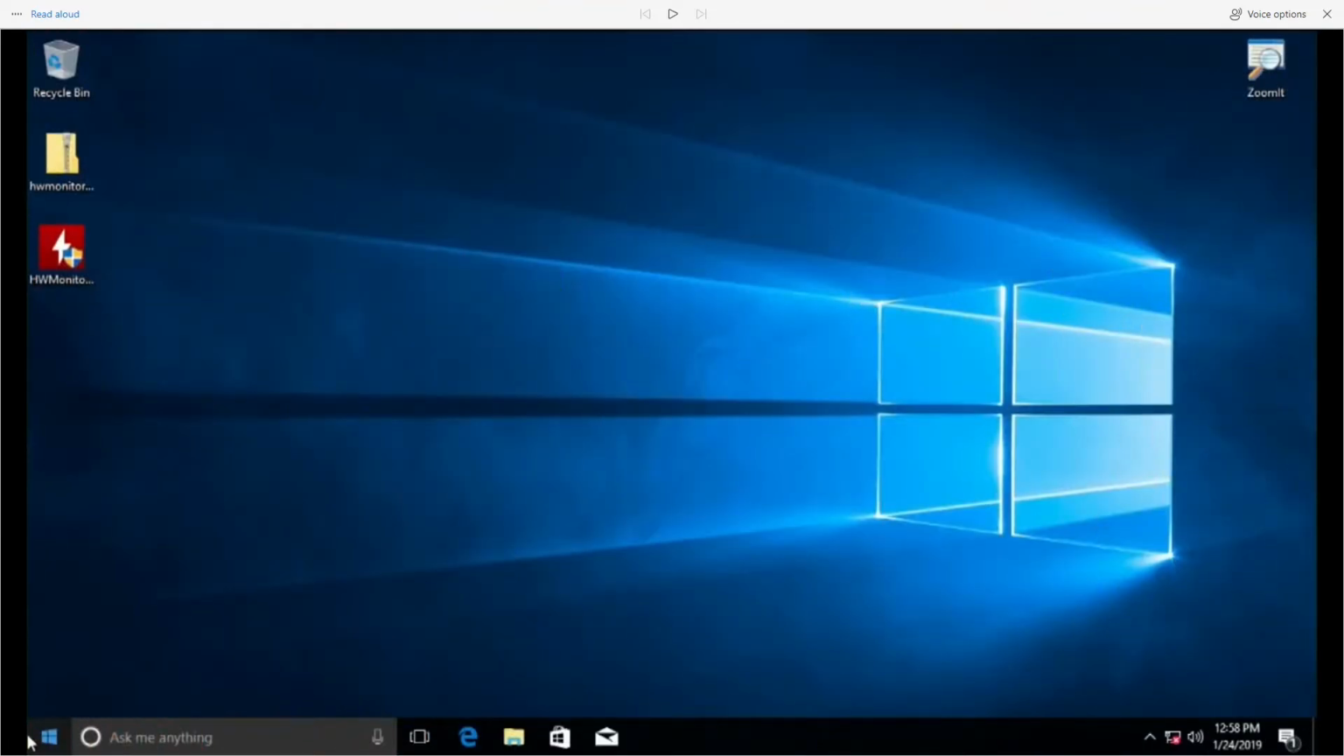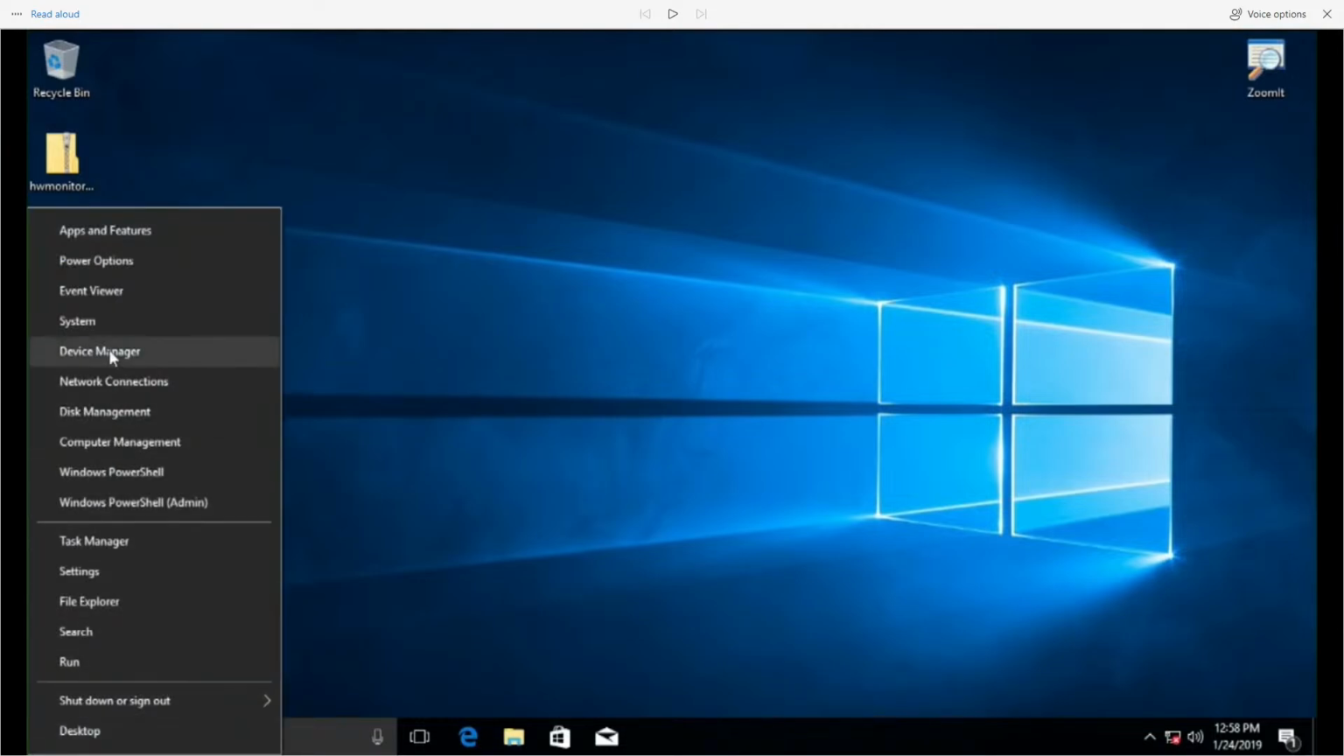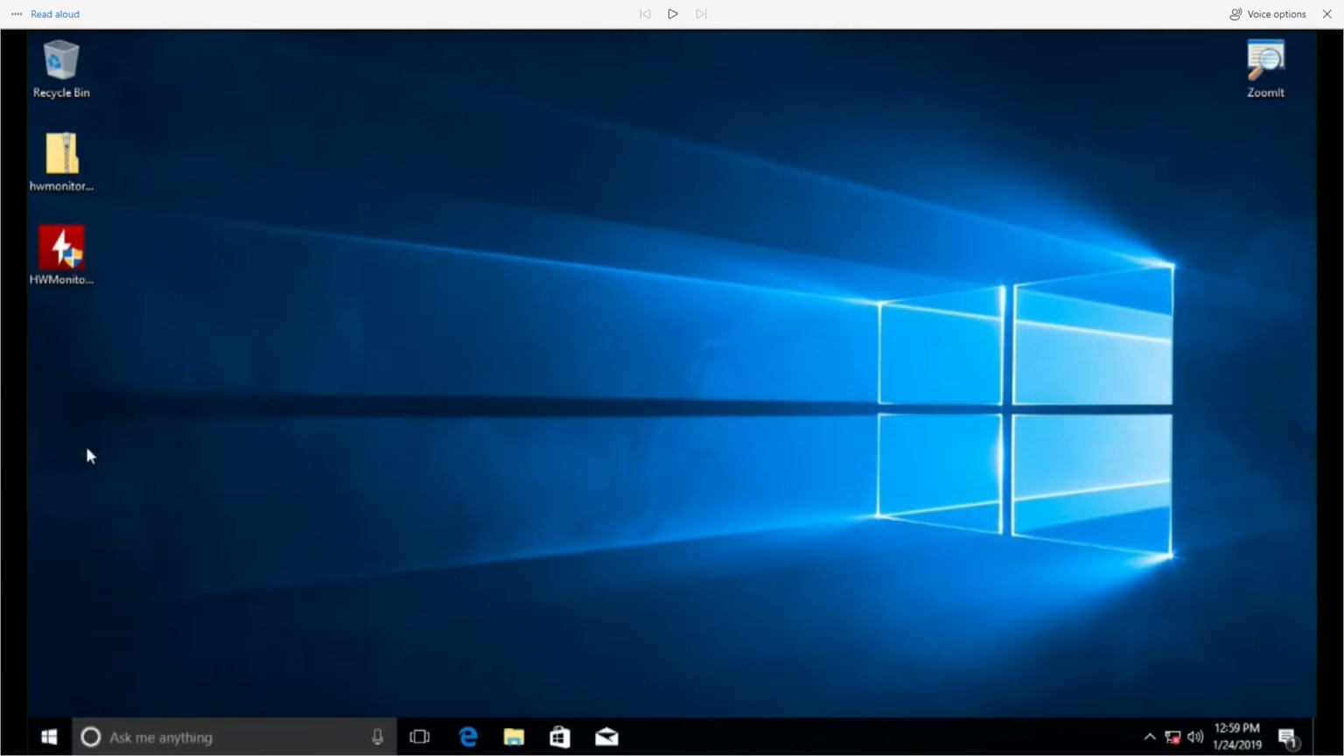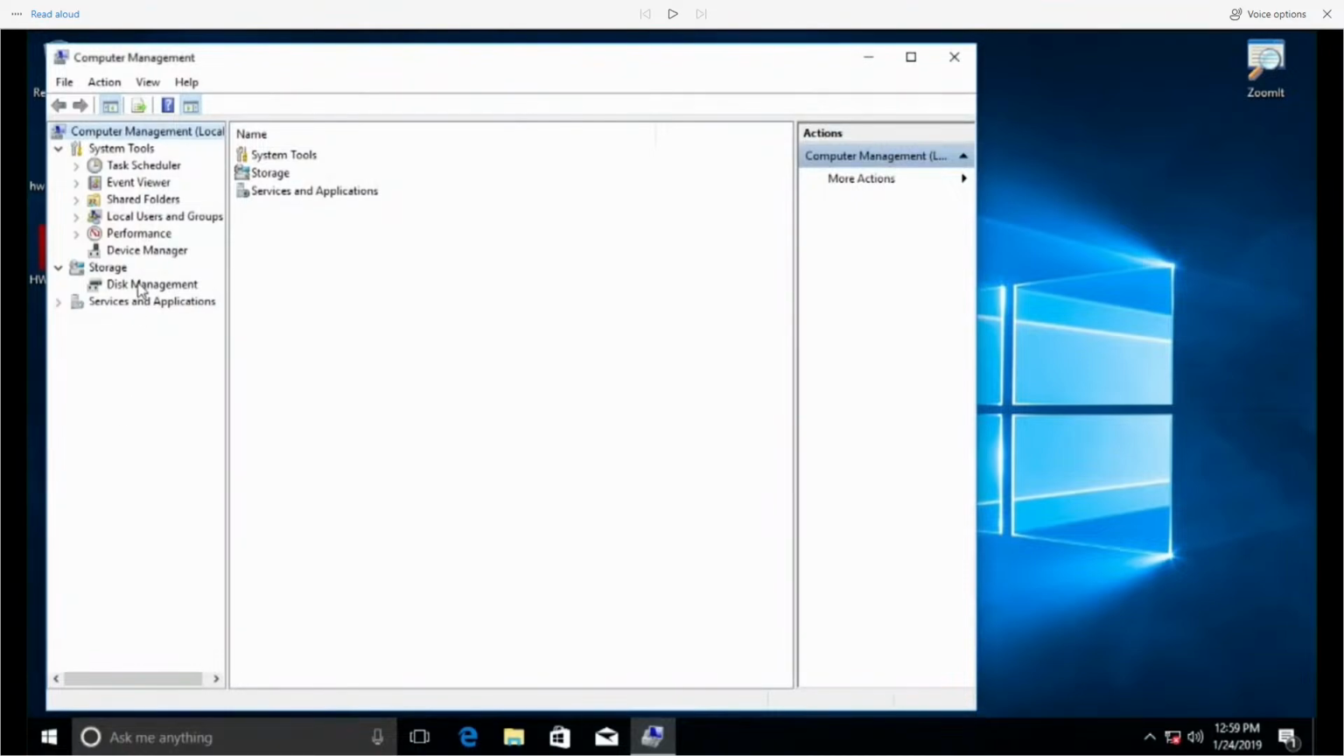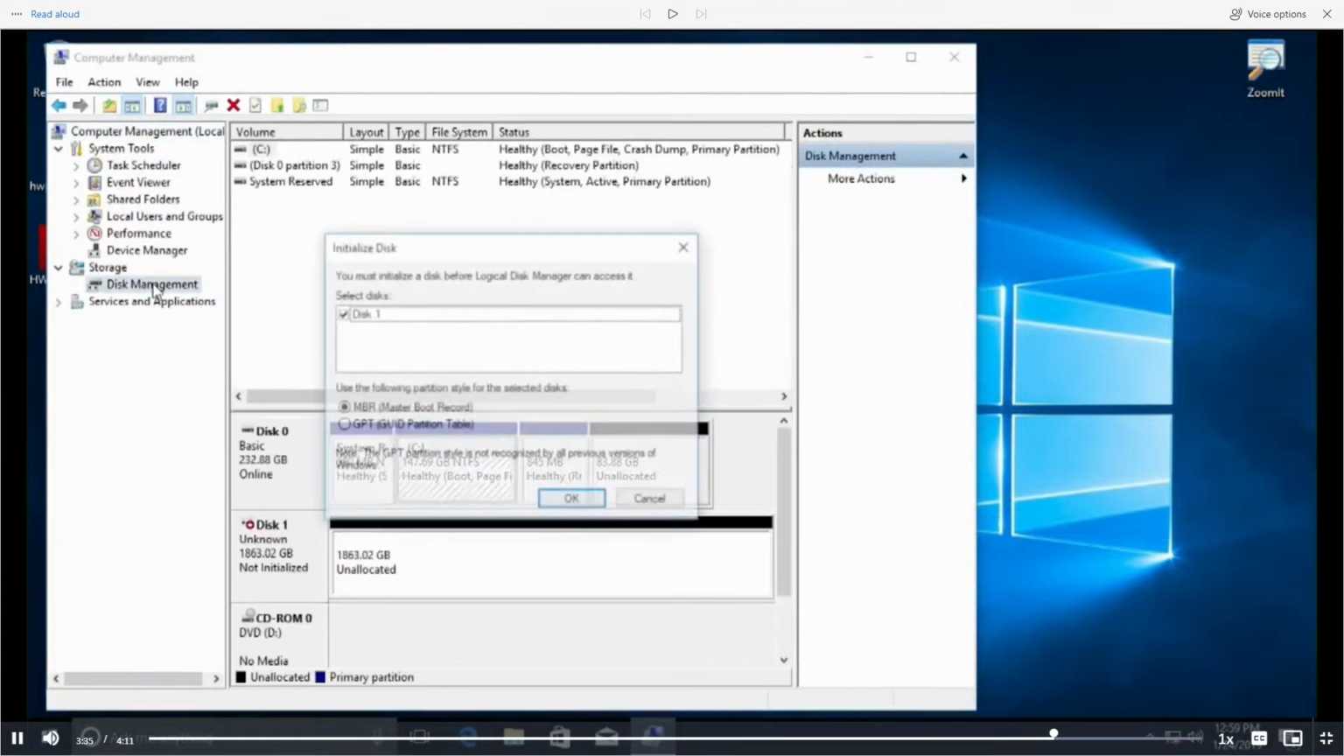Now we will prepare a disk for first use. If this is the first drive in the system, you'll need to install an operating system. If you're installing an additional hard drive, we're going to use Disk Management to prepare the new drive. We can right-click on our Windows icon in the taskbar and choose Computer Management. On the left-hand side, choose Disk Management.